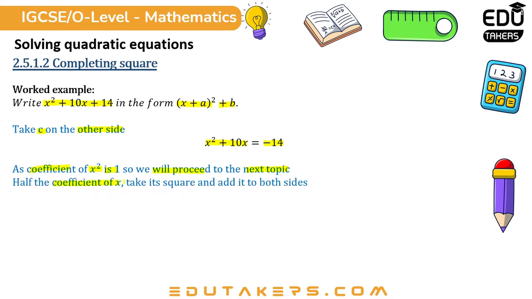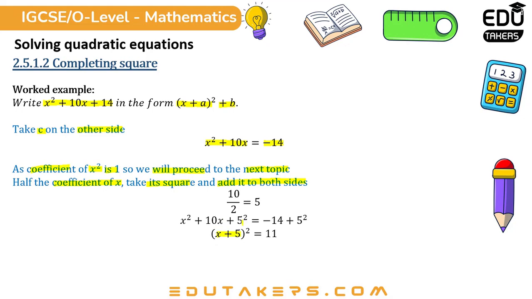Half the coefficient of x, take its square and add it to both sides, and half of 10 is 5. So we will add 5 square to both sides. It will be x square plus 10x plus 5 square equals minus 14 plus 5 square.